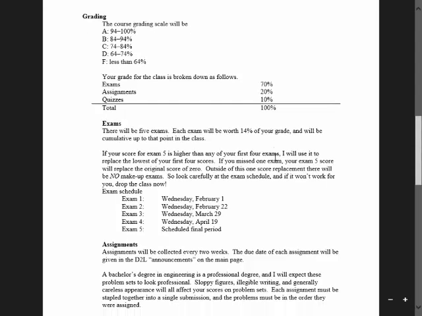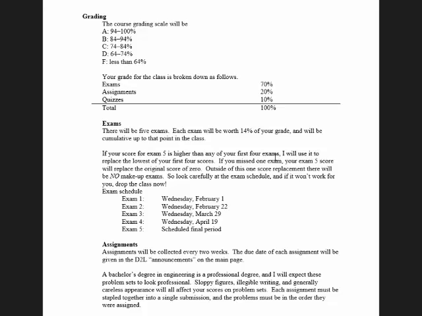The dates of all the exams are right there, so check your schedule and make sure those work. The final schedule is already available. I didn't look up the date, but we can figure that out as soon as you want it. And so the times of all of the exams are already determined.